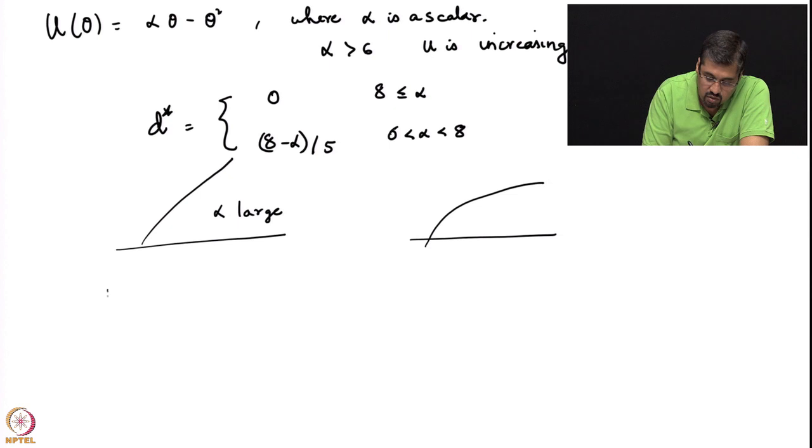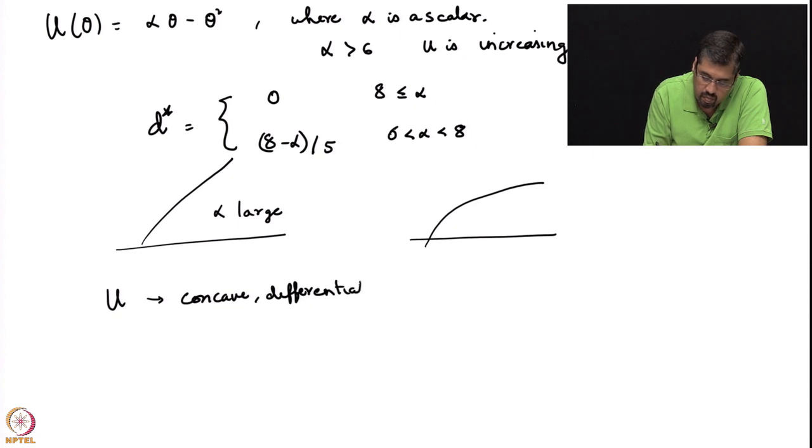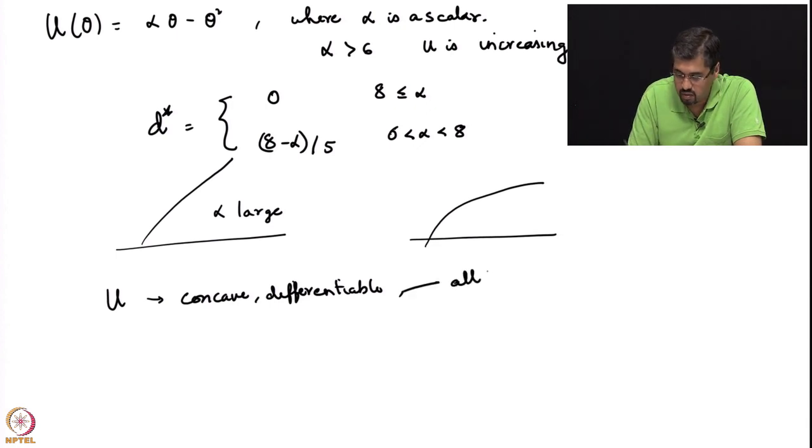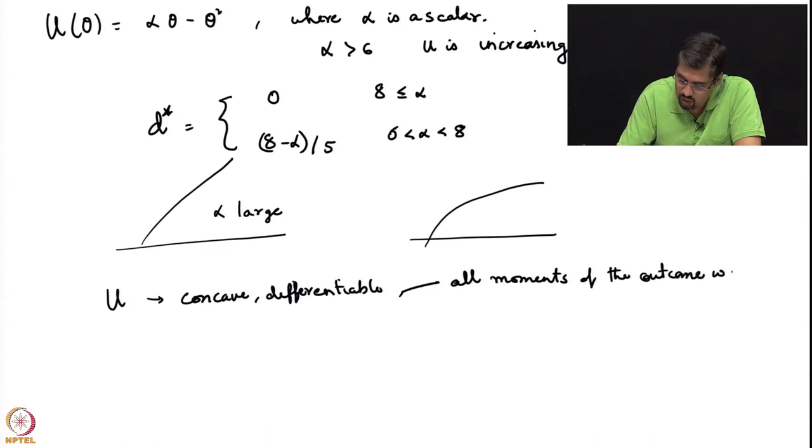So if you have a general utility function which is concave, differentiable, and so on, the maximizing decision would have in it the role of all the moments of uncertainty. So all moments of the outcome would in general matter.